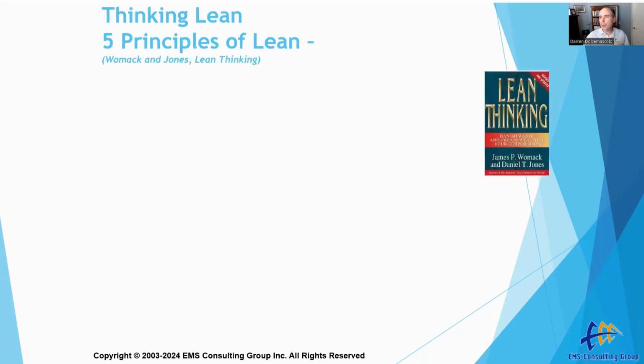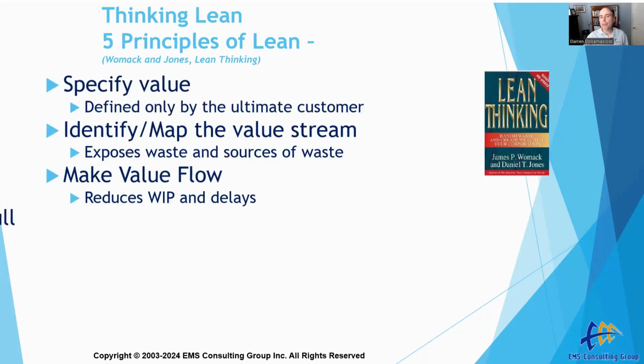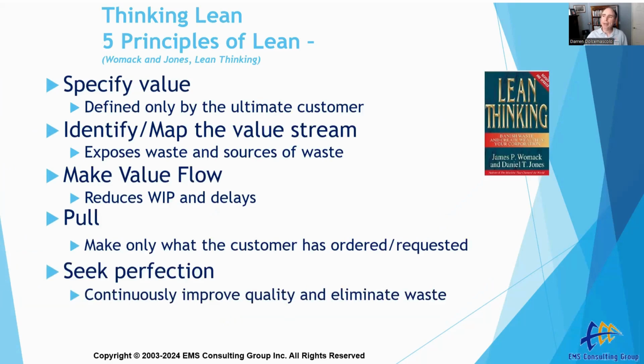Now, I'll very quickly talk about these 5 principles of lean. This comes from the book Lean Thinking, and I still think these are of value. Again, lean thinking came out back in the 1990s, but these 5 principles still make a lot of sense for an organization that's trying to implement lean or transform into lean.